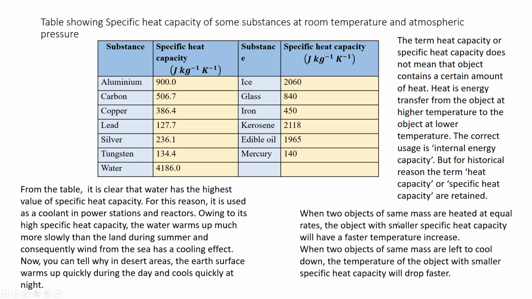When two objects of same mass are heated at equal rates, the object with smaller specific heat capacity will have a faster temperature increase. When two objects of same mass are left to cool down, the temperature of the object with smaller specific heat capacity will drop faster. So you need to keep in mind that an object having higher specific heat capacity will require time to warm up, and it will require time to cool down.